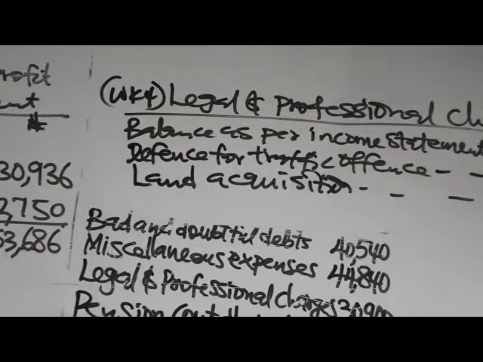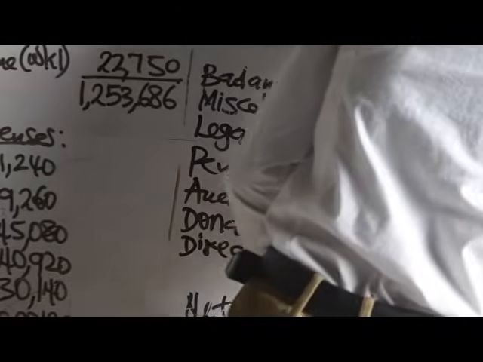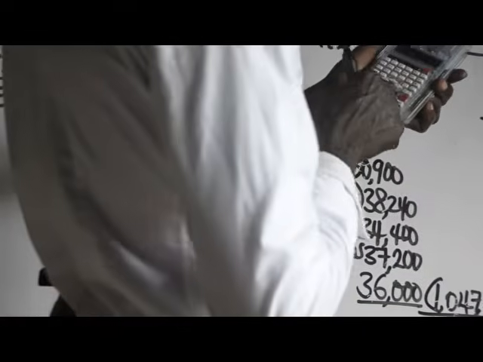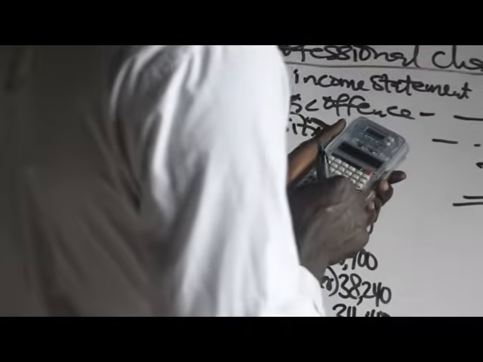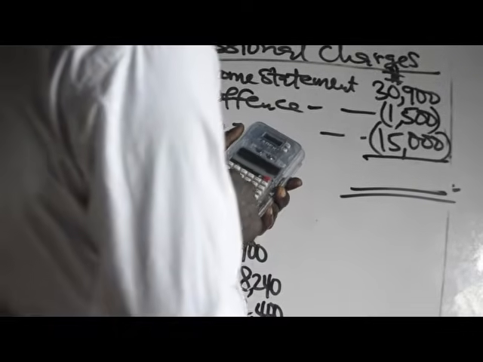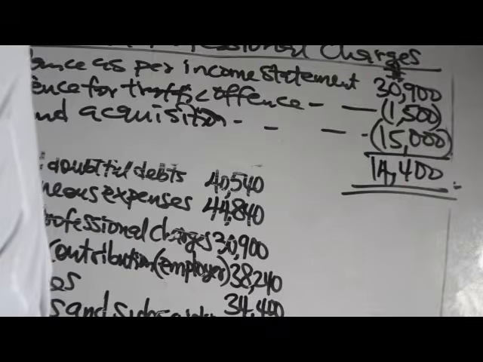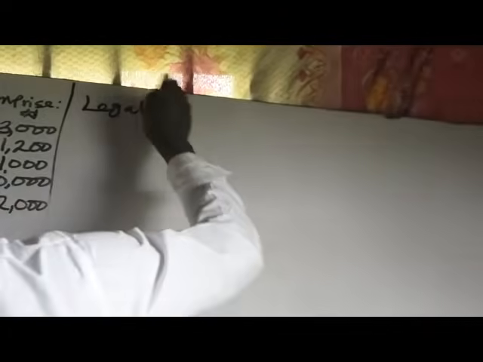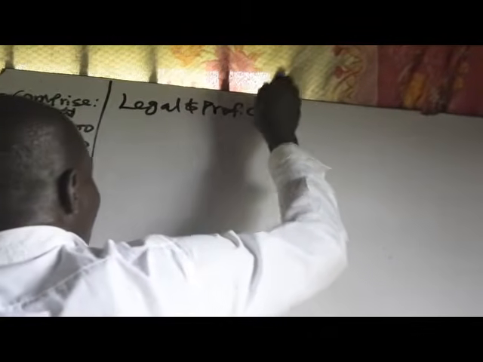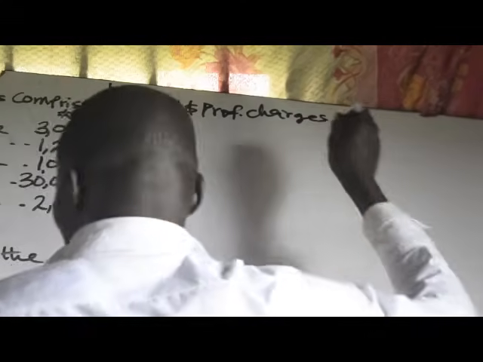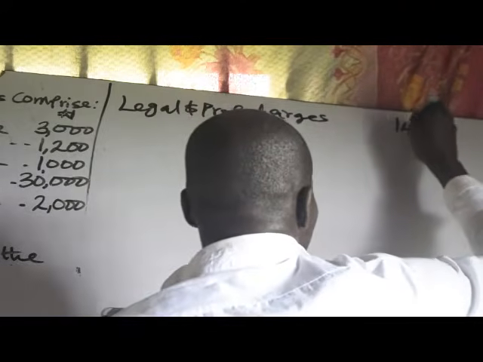Then retainership fees is allowable. So meaning that the amount that will be allowed for tax purpose from the legal and professional charges will be 30,900 minus 1,500 minus 15,000. Then you have 14,400. So now legal and professional charges of 14,400.